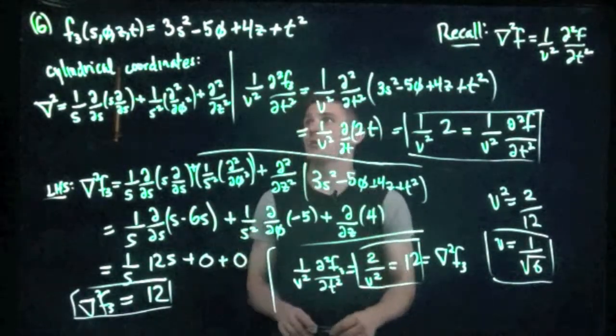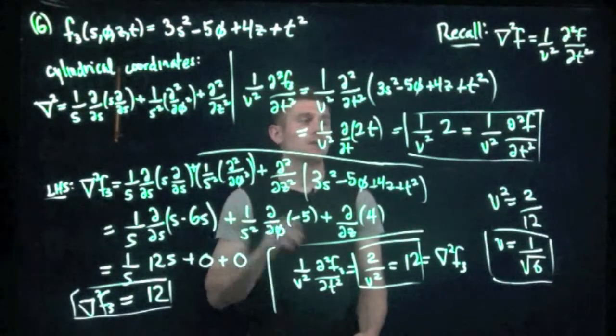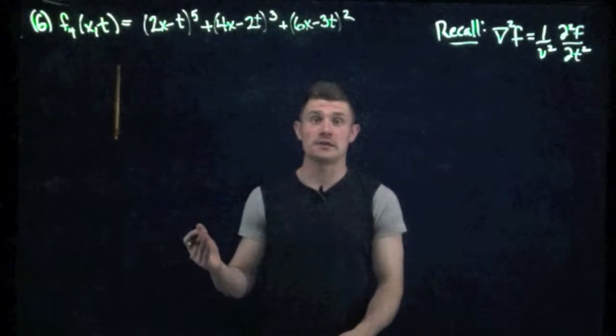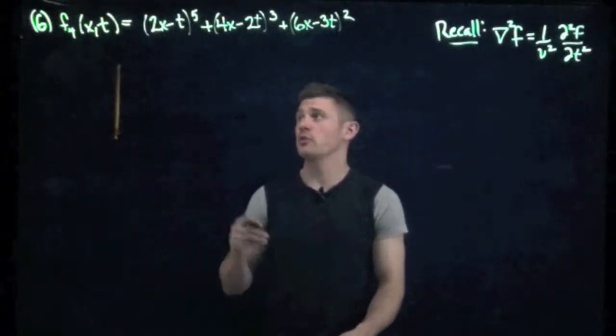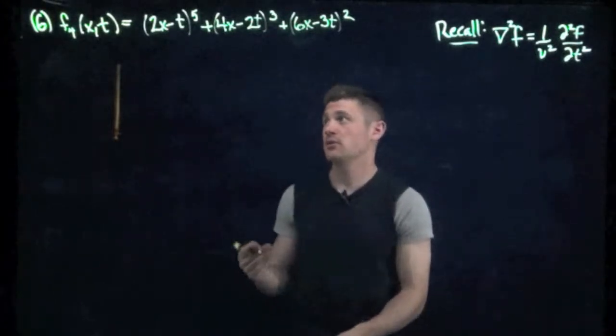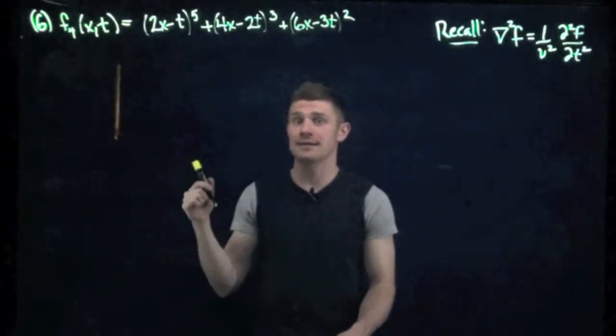So again, the biggest thing for this question is just picking out what coordinate system we need to take the Laplacian in, and then making sure we don't make any mistakes in our derivatives. Okay, so we'll wrap up question 6 by looking through the fourth function and seeing if it satisfies the wave equation. So function f4 is a function of x and t only.